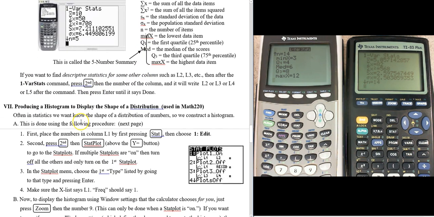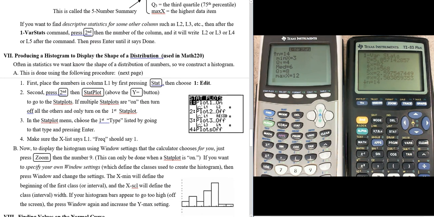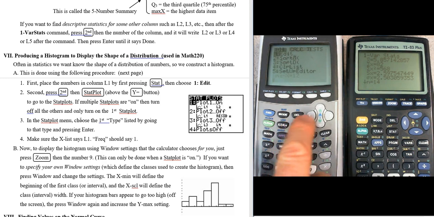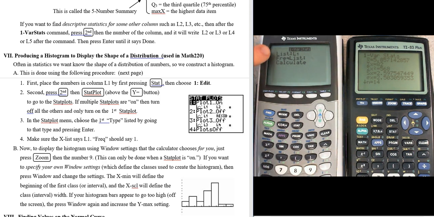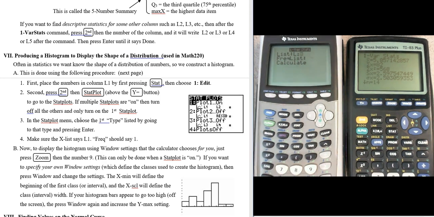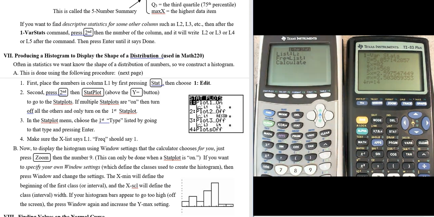Now, if you wanted to do some other column, let's say you want to do the statistics for L2, well, you just put in L2 there. Of course, in the TI-84, it has you do it right here after the word List. So just go Second, L2. So that gives you a different column. Now, frequency list, that's just where a list of frequencies would be if you were calculating from a frequency table. But usually we will not be doing that.